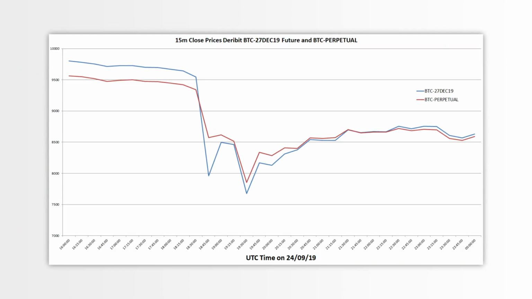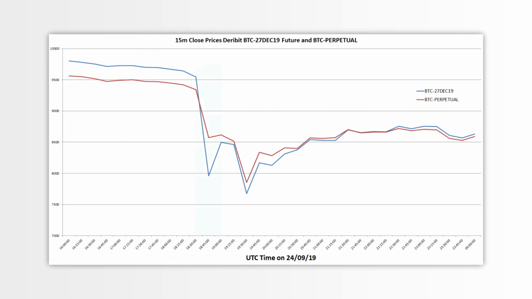A great example of this occurred on the 24th of September 2019. This chart shows the price action, based on the close of the 15-minute candles, of the Deribit December 2019 Bitcoin futures contract and the Deribit BTC Perpetual. As you can see, earlier in the day the futures contract was trading at a higher price, as usual.